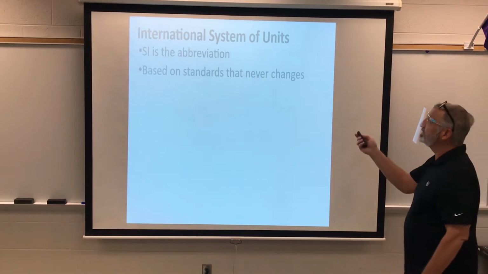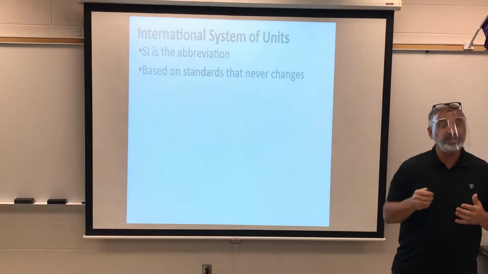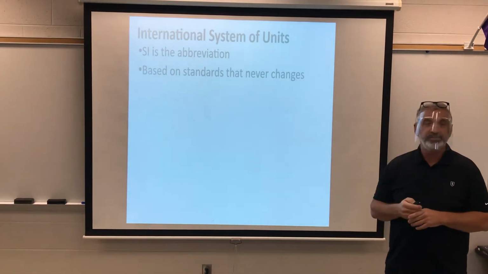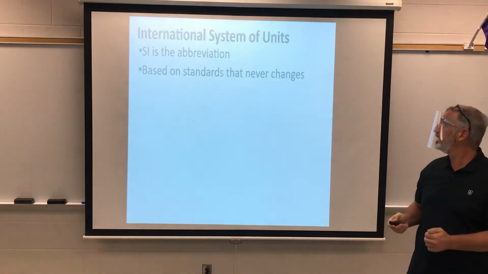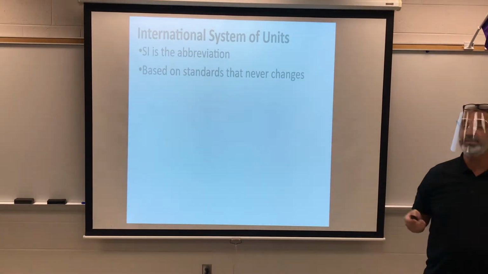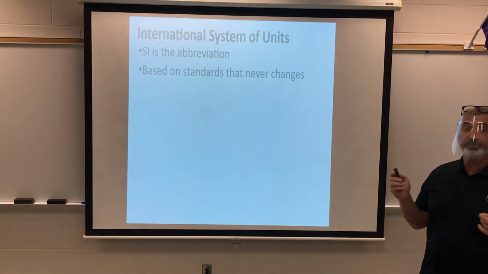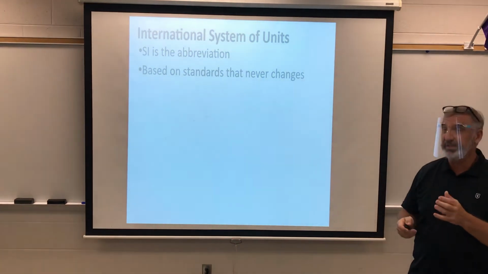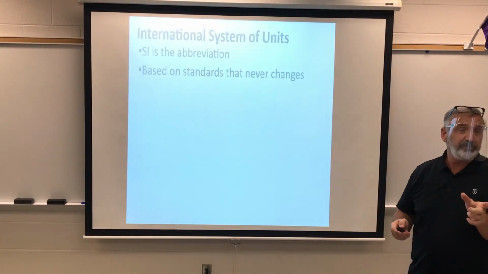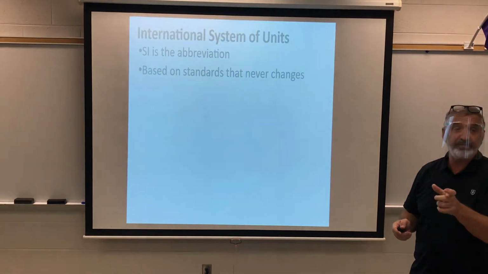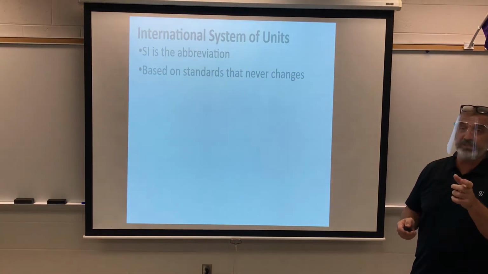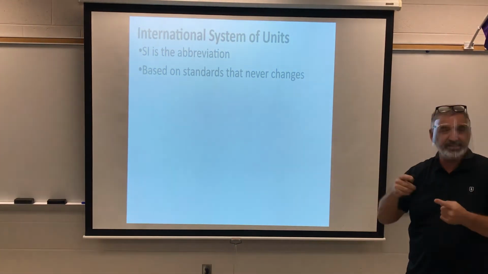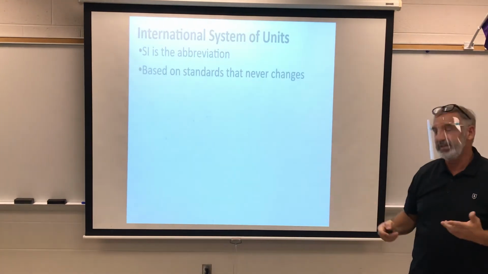Okay, so SI is the abbreviation for it. Again, it comes from the French. It's the international system, but in French it's Système International, however you say it. And so that's where SI came from. Okay, now it's based on standards that never change. Yesterday in the video and on the PowerPoint, you would see some of the standards that they use. They're kind of crazy standards. A lot of them have to do with light and the wavelength of light, or how far light travels in so many billionths of a second. It has an exact number all the way out. That's how they define what a meter is. Okay, so it's kind of crazy.